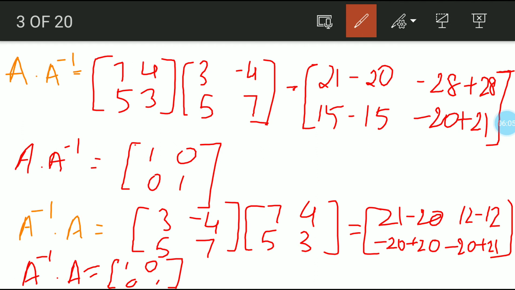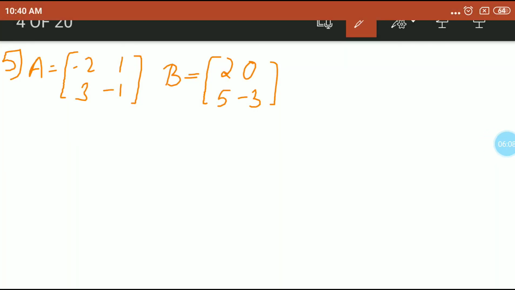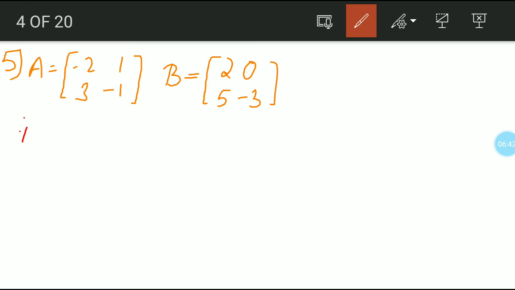Now we'll see the fifth question. In the fifth question, first they gave two matrices. A matrix is equal to [minus 2, 1; 3, minus 1]. B matrix is equal to [2, 0; 5, minus 3]. Here we have to find A inverse, then B inverse, then (AB) whole inverse, and we have to find B inverse into A inverse. So first we will find A inverse, then B inverse. Okay, let's start with A inverse.